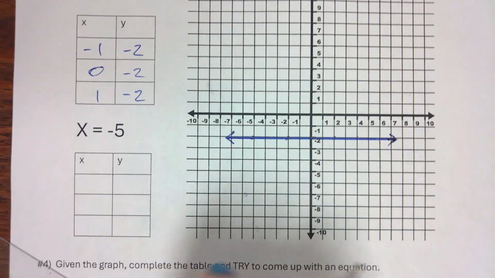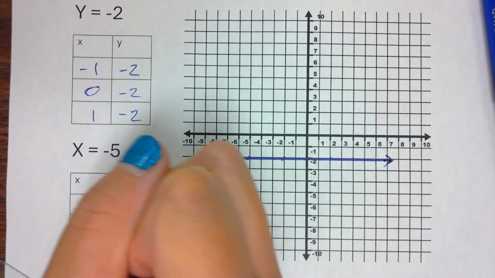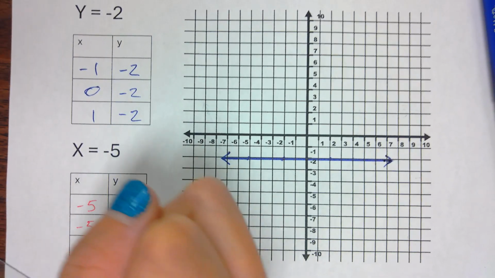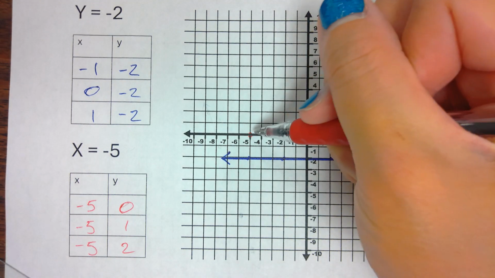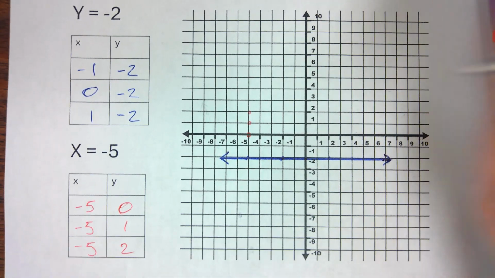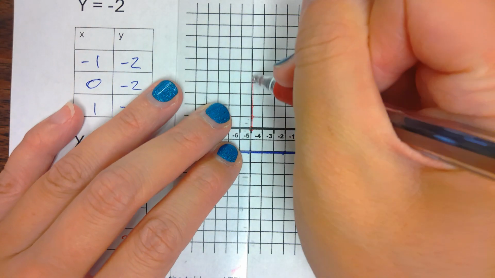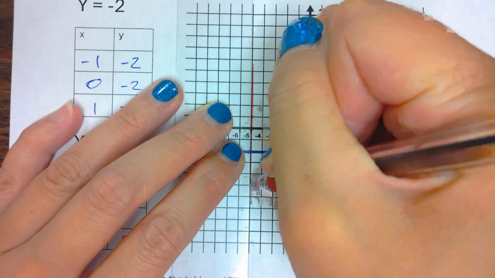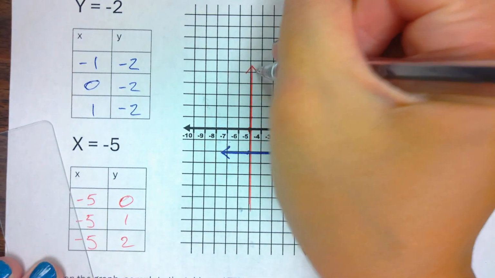So this time I'm saying no matter what y value is, x is always just going to be -5. So -5, 0, and -5, 1, -5, 2, -5, 9. And all those points will line up to give me what type of line? Vertical. That's right.